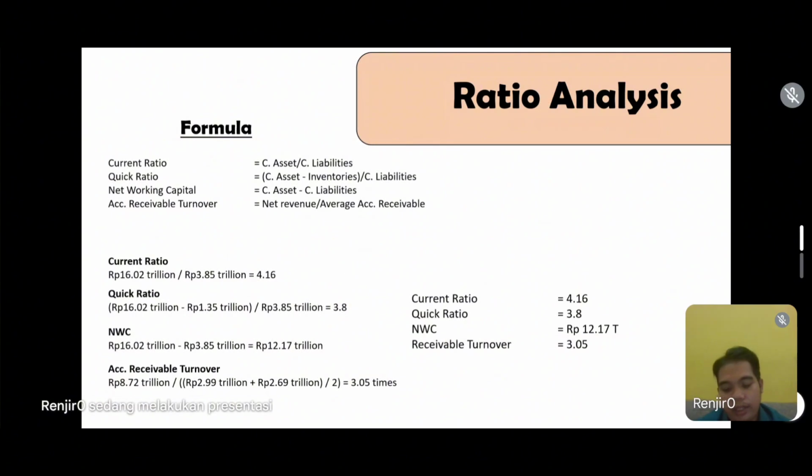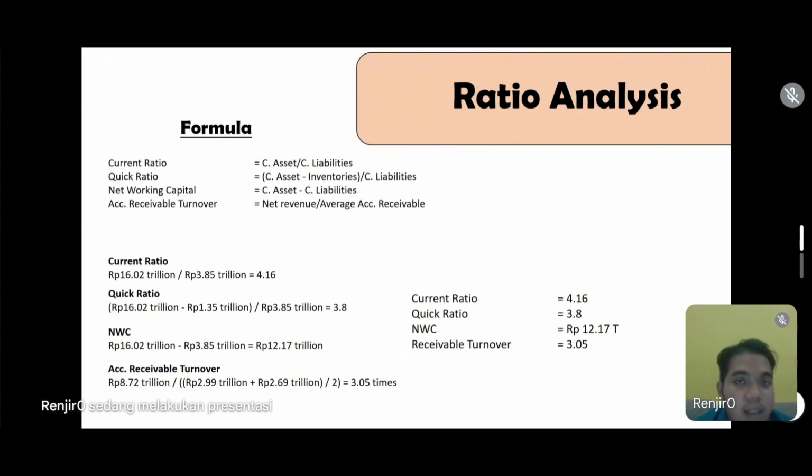Quick ratio measures how well MTech can pay its short-term liabilities without relying on inventory. A ratio of 3.8 means MTech can settle its obligations even if inventory isn't sold immediately, reflecting a strong liquid asset structure. A positive NWC of 12.17 trillion means MTech has excess funds to support daily operations, invest in growth, or handle unexpected costs. This financial cushion also protects against risk and offers financial flexibility.